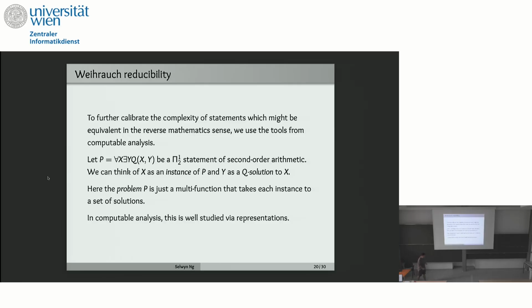So if you look at Pi^1_2 statements, then you can think of the statement as saying for every x there is a solution y to Q, and you can think of Q simply in the spirit of the replacement axiom. You can think of Q as being a function or general function that takes input x and sends it to the output y. Of course, the solution y is not necessarily unique. So it turns out that in computational analysis, there have already been tools to study these kinds of things.